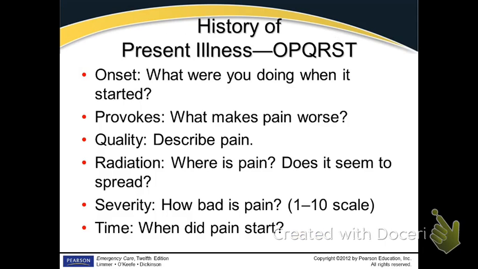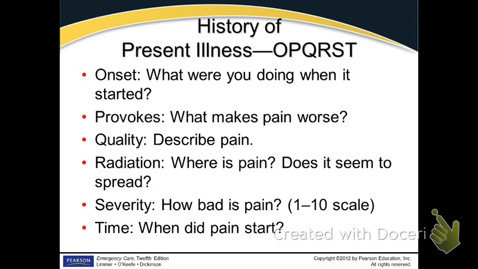So, you have two major acronyms for medical assessment. You have what's called SAMPLE, and then this OPQRST. We'll do the OPQRST first, since it's here. The onset, what were you doing when it started? That's very important, especially if the patient's having chest pain or something like that. What were you doing when this chest pain started?